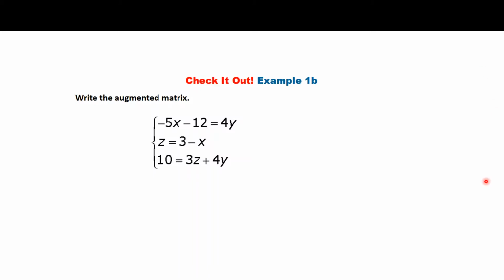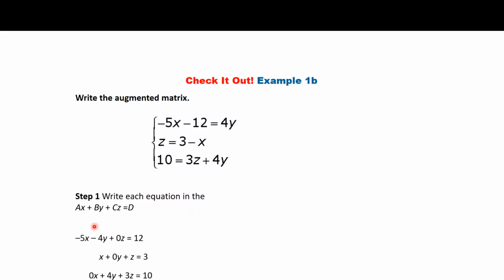All right, so the first thing we need to do is rewrite each equation in the ax plus by plus cz equals d format. Just make sure you did that. Here they are: negative 5x minus 4y, and notice I put in a plus 0z. There was no z in here, so I just put a filler. 0 times z is 0, so it's just a filler space to keep it in. Everything needs to have something in its place.